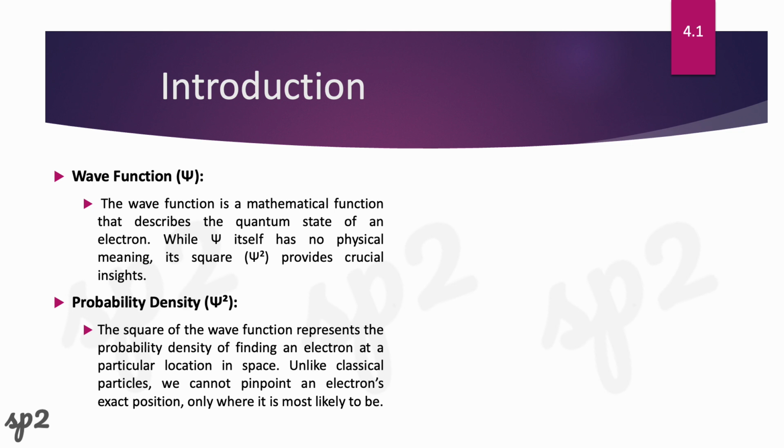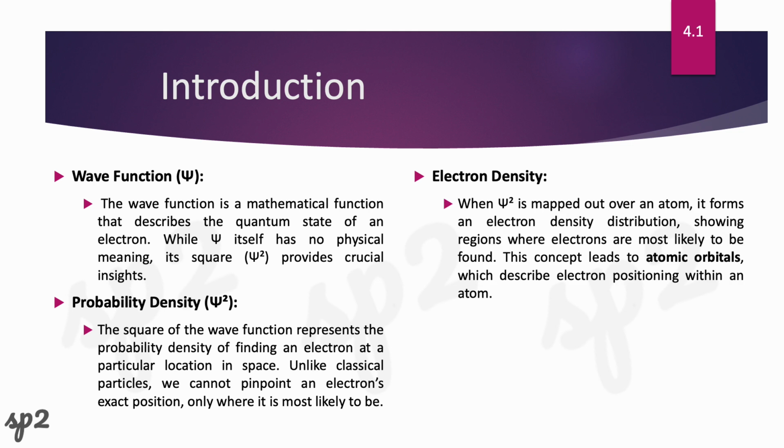And you probably remember we said, unlike classical particles, we can never pinpoint an electron's exact position, but we can say where it is most likely to be found. Another important term is electron density, and that will be your psi squared, your wave function squared, that you map out over an atom. It forms an electron density distribution showing the regions where the electrons are most likely to be found. This is going to be very helpful to understand the atomic orbitals, which describe the electron positioning within an atom. And we're going to be looking at them in our next few slides.